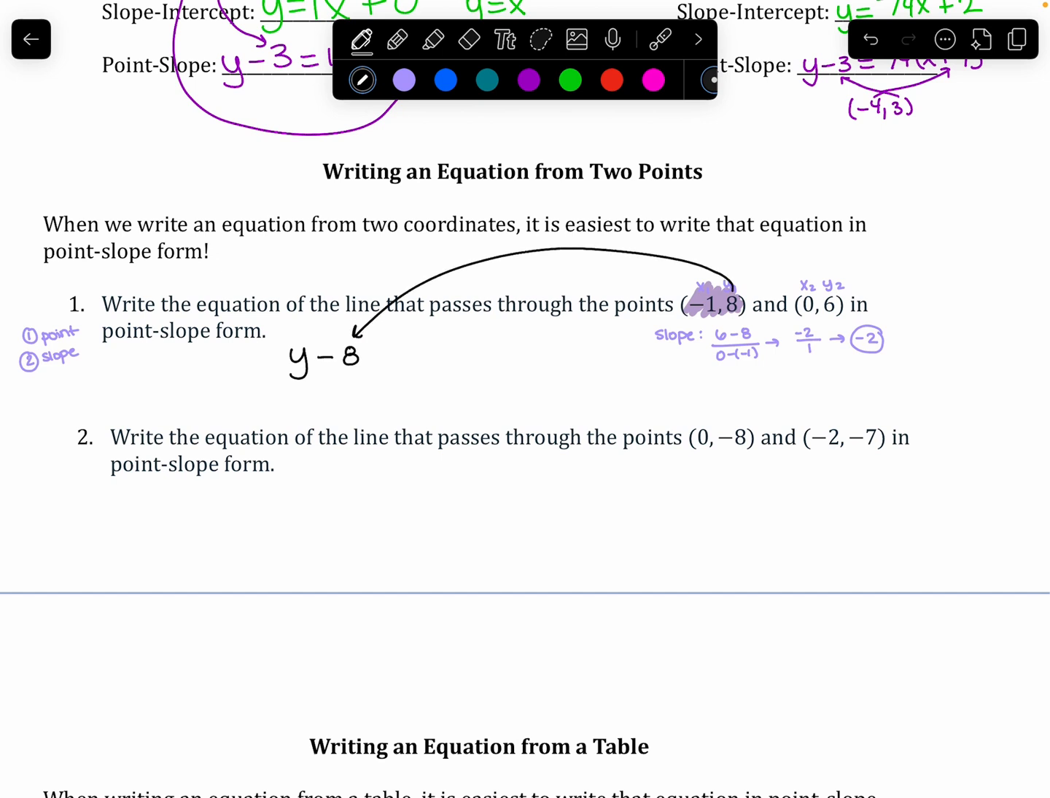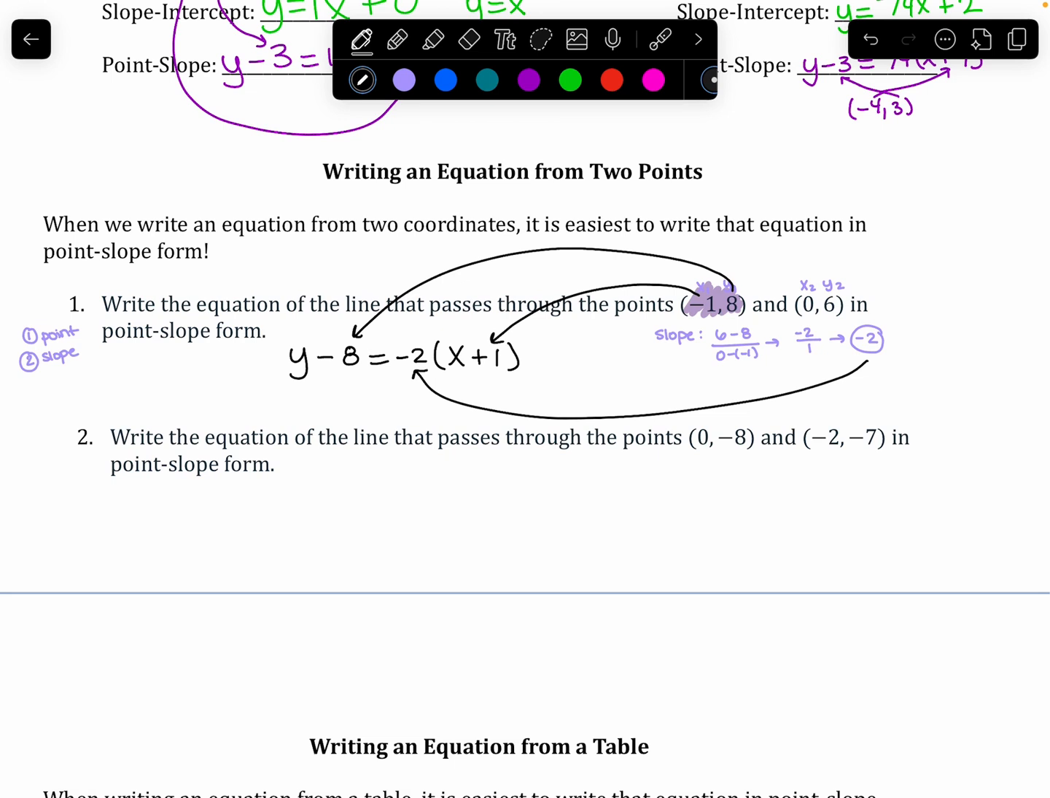Okay, so to plug this into point slope form, it is y minus y1, which is 8, equals your slope times x minus x1, which is here. And then we plug in our slope here. So we've already written our equation in point slope form and we're done.